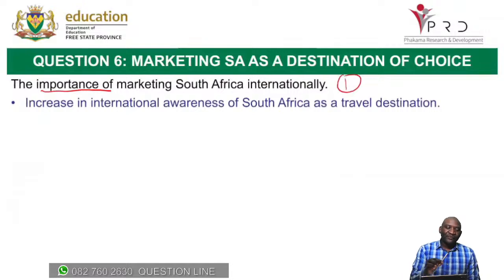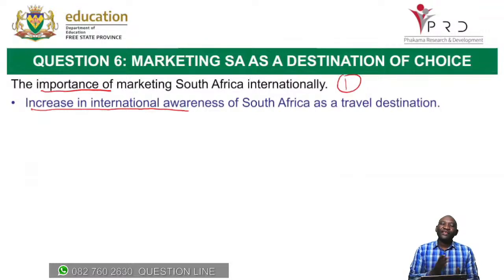Reason number one, to increase international awareness of South Africa as a travel destination. So SA Tourism markets South Africa so that it can increase the international awareness. We're saying that all the other countries can have the different attractions that they have, but South Africa has the best. So instead of going to Tanzania or to Kenya to see the wildlife there, you can come to South Africa. We've got the big five in one space.